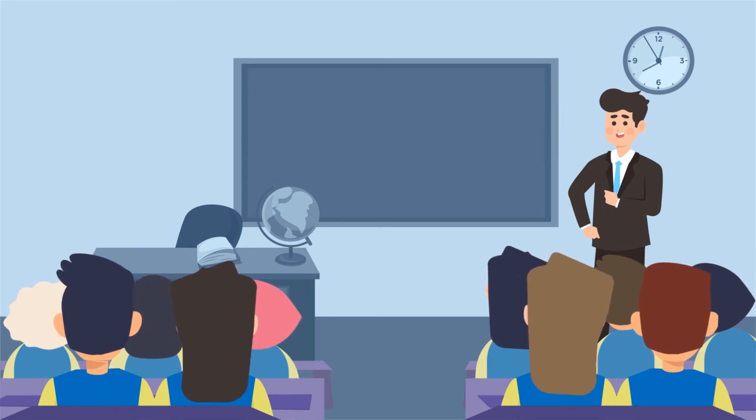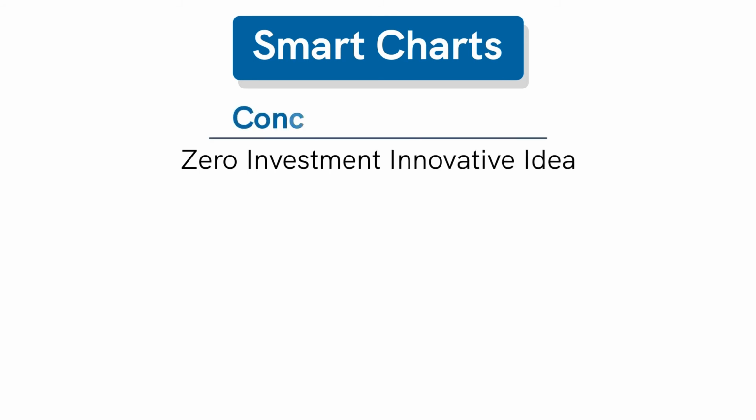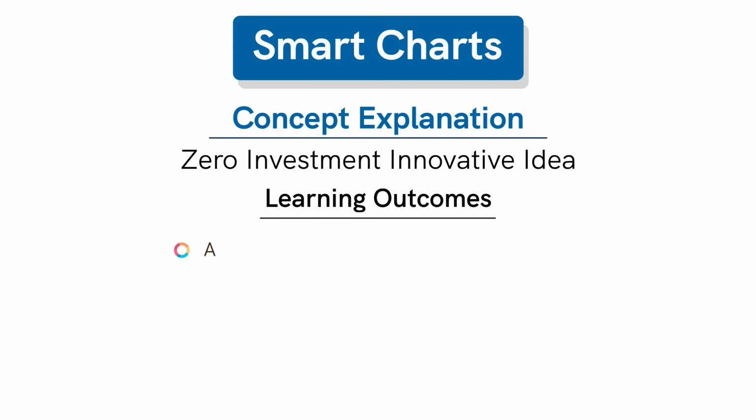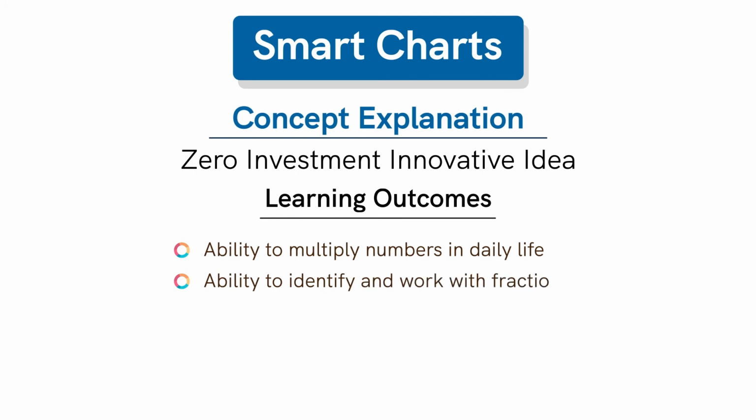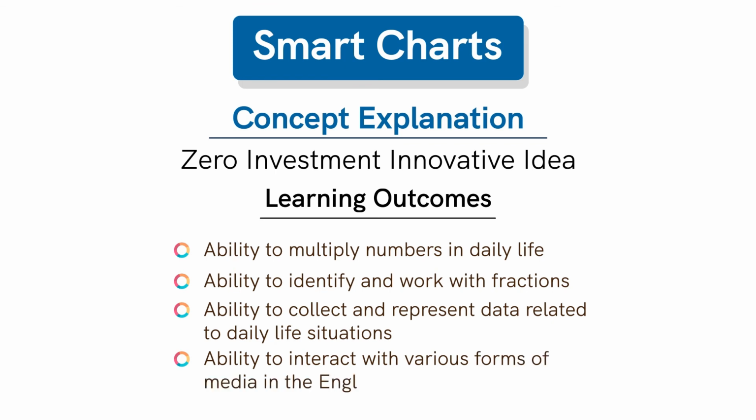Now, if we look at the chapter as a whole, through the implementation of this innovative idea, we can achieve the delivery of following outcomes. Ability to multiply numbers in daily life. Ability to identify and work with fractions. Ability to collect and represent data related to daily life situations. Ability to interact with various forms of media in the English language.